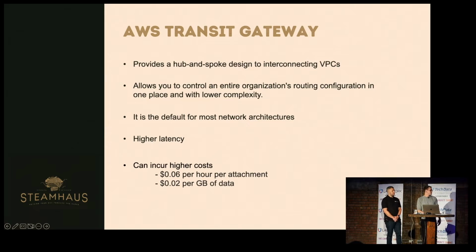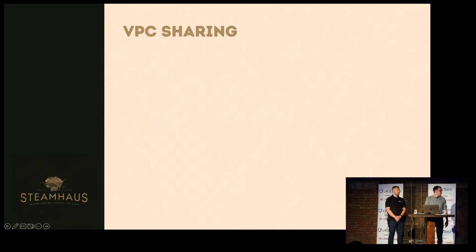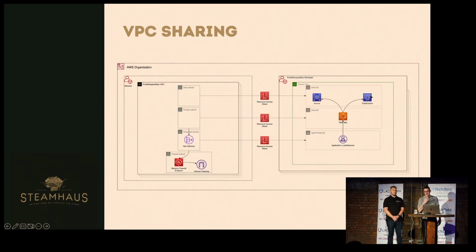So it's about 6 cents per hour per VPC attachment or per subnet attachment, and about 2 cents per gigabyte of data that transits that transit gateway as well. So the other approach, and a more modern kind of solution, is the use of VPC sharing. And this is one I think it's safe to say we kind of champion in Steamhouse for different customers if they haven't got any particular requirements around network isolation.